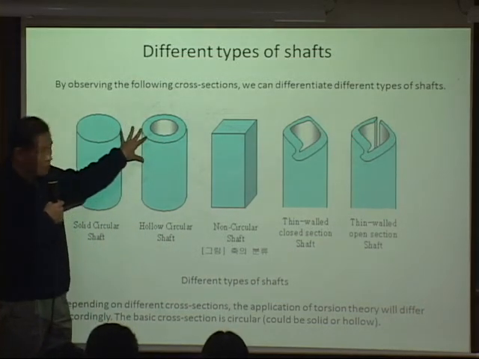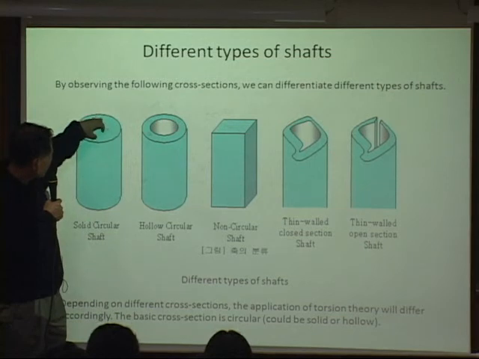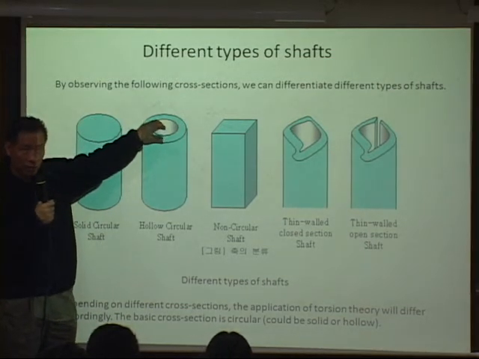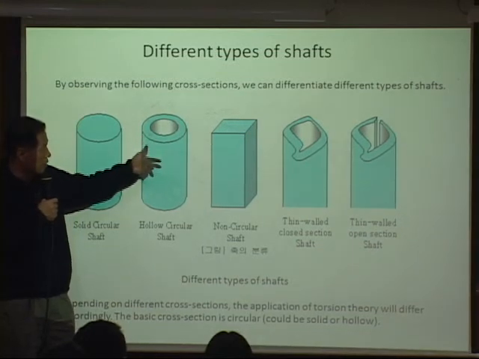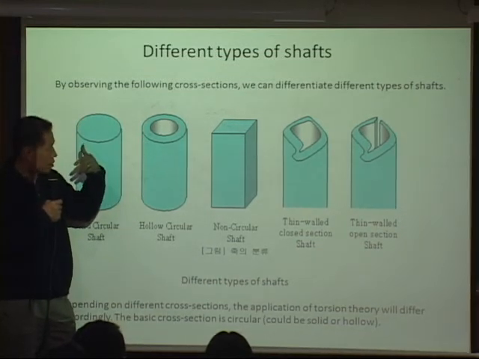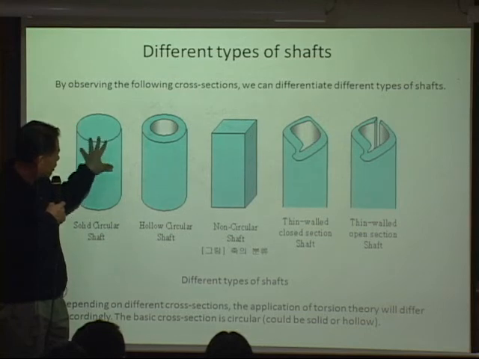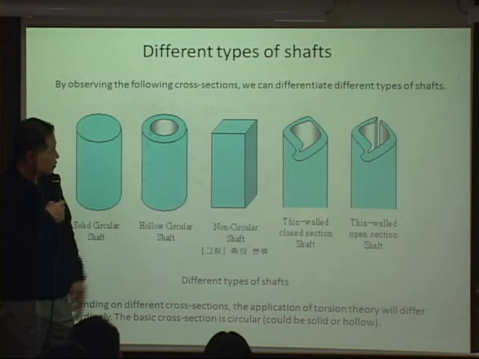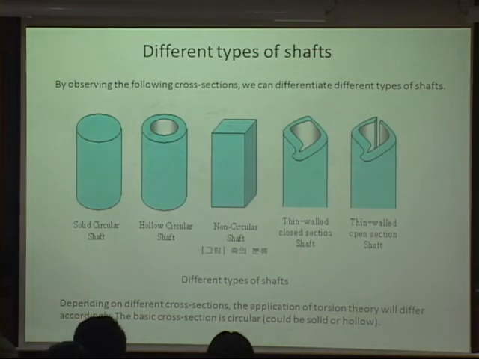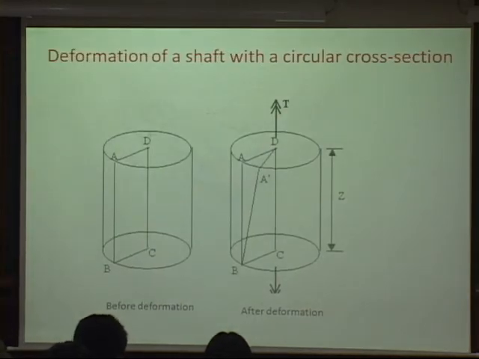So the shaft with this circular cross-section can be either solid or hollow. The theory we covered last class will be equally applied to either this one or that, the two cross-sections. So the main issue is starting with this observation of a geometric deformation.